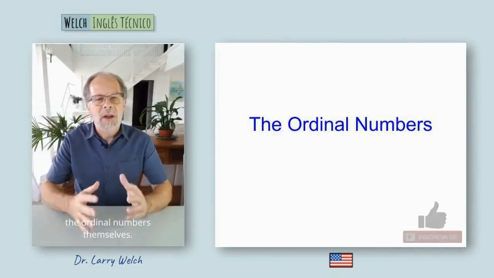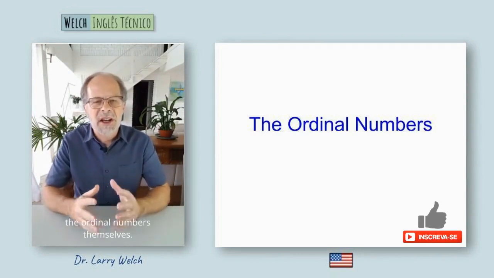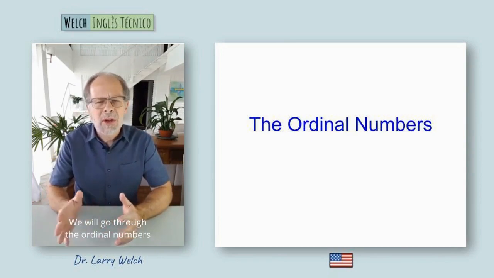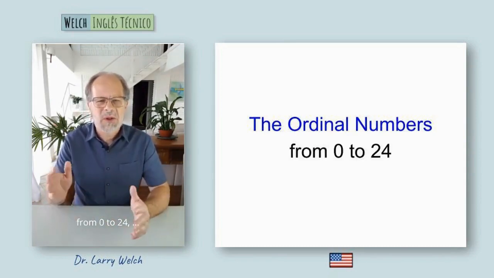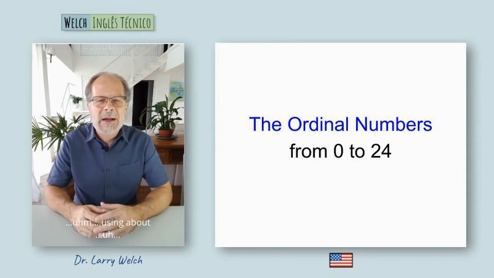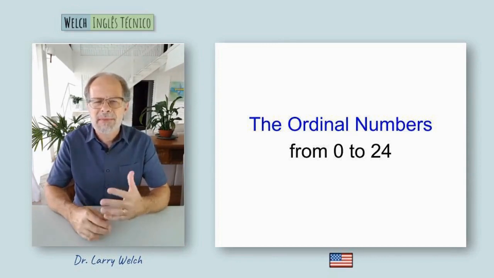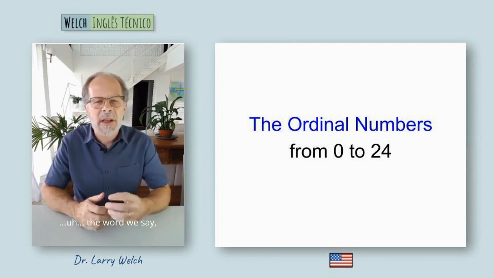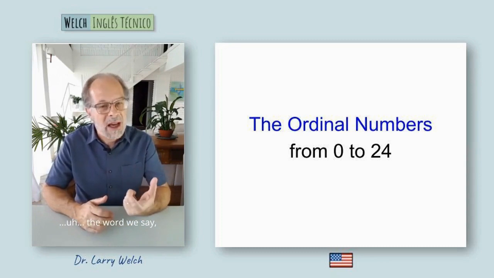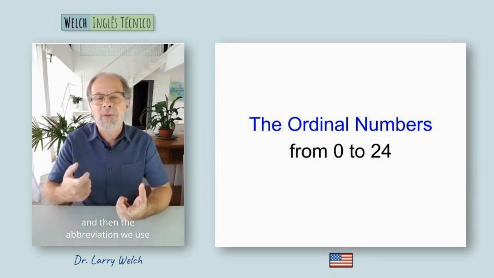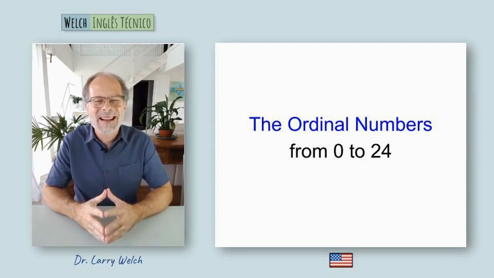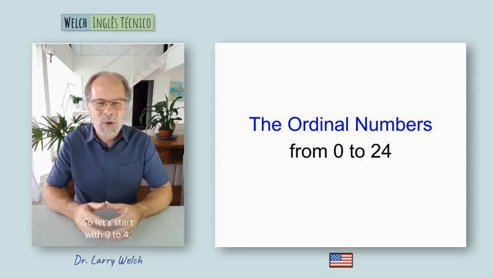Now let's look at the ordinal numbers themselves. We will go through the ordinal numbers from 0 to 24, using about 5 numbers per slide. And we'll talk about the word we say and then the abbreviation we use for each ordinal number, okay? So let's start with 0 to 4.